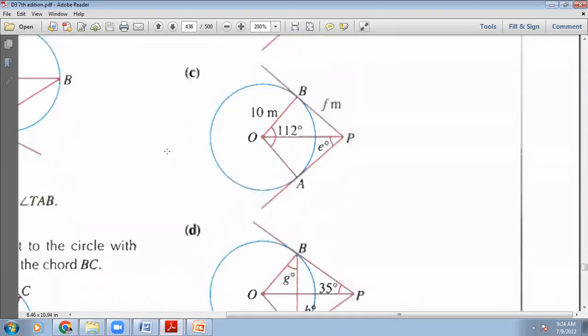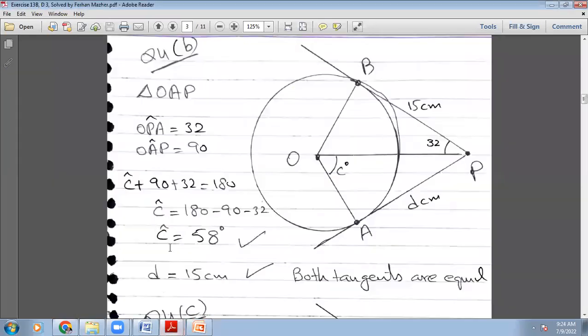Okay, question number 4, and its C part is showing up on your screen. So the radius is 10, and the total angle BOA is 112. So this portion BOP will be 56, and the AOP will also be 56. This angle is E, and this side is F. We can find this by applying the trigonometric ratios, sine, cos, tan. Let me show you.